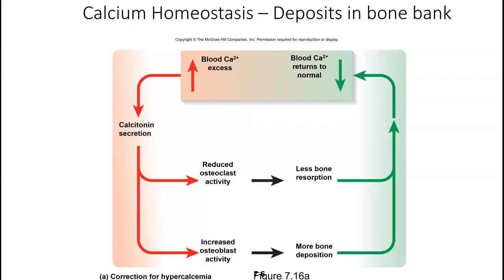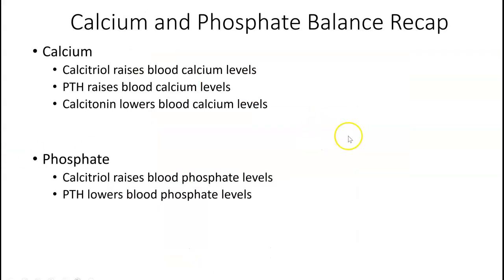So take that calcium out of the blood and put it in the bone. So this is when we're making a deposit into the bone bank. So we went through a little summary of calcium and phosphate regulation.